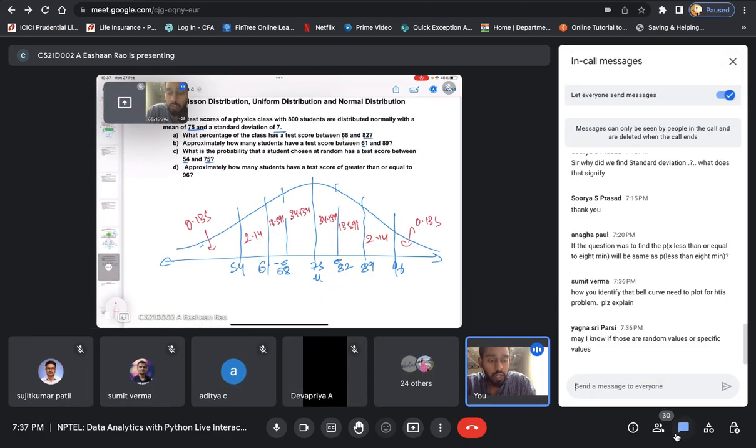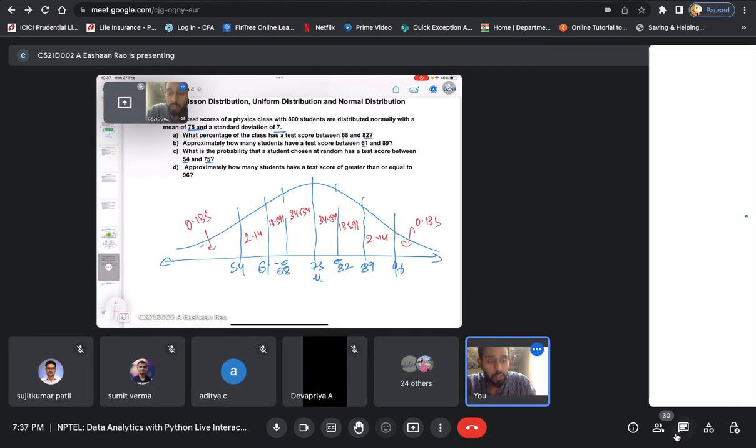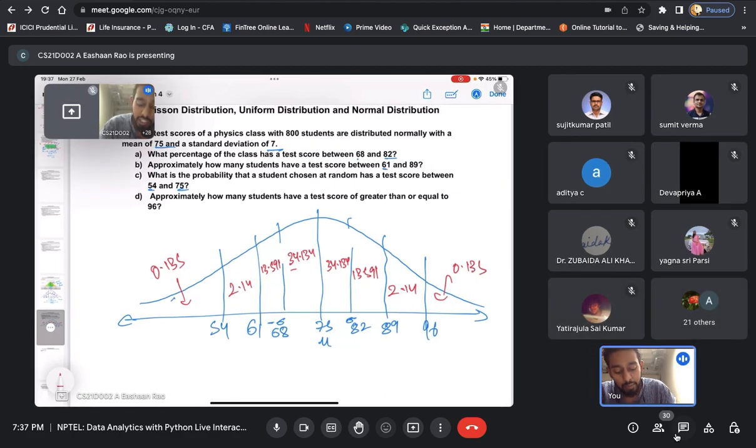May I know if those are random values, specific values? Okay, so whatever percentages I am writing here in red are specific values which have been tried and tested by multiple people. It is an empirical rule in statistics which tells us that if I have a bell curve, from the mean, within the first standard deviation I can identify 68% of the population. So I just divided that 50-50%. If I divide this, I will get these values.